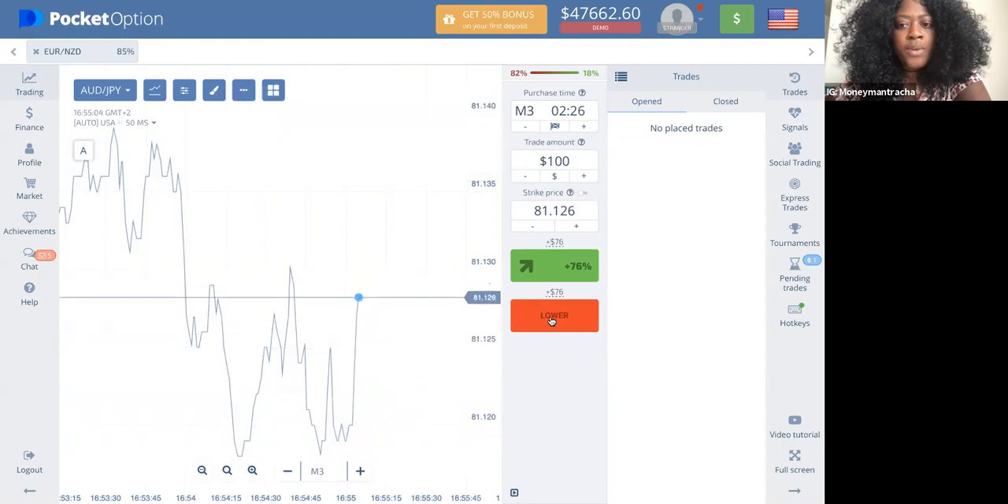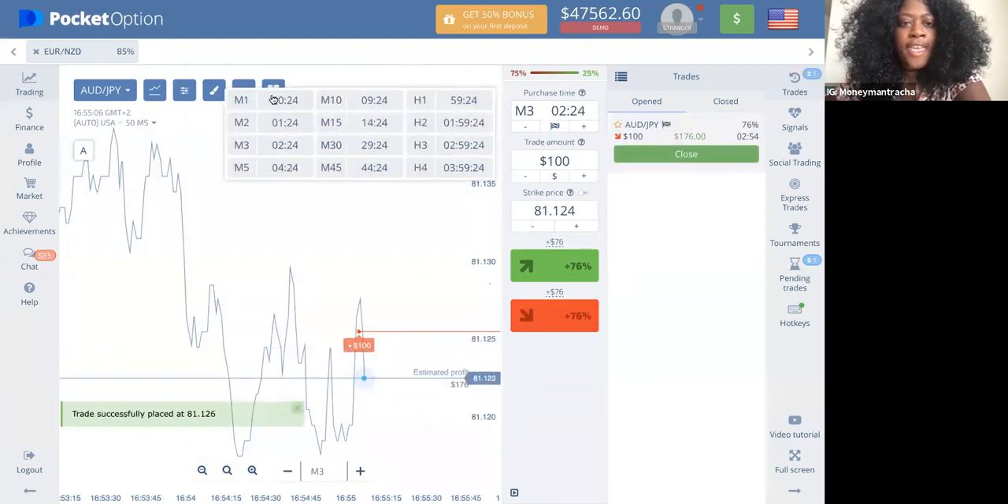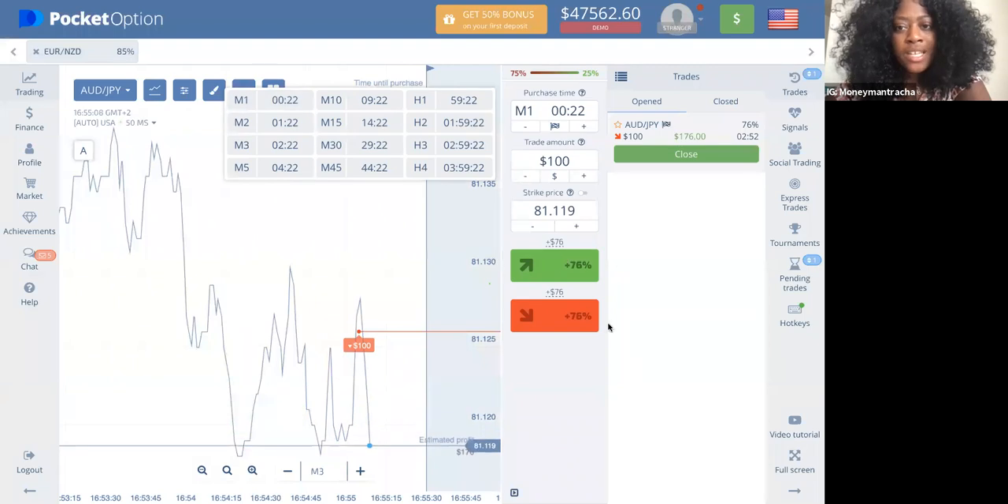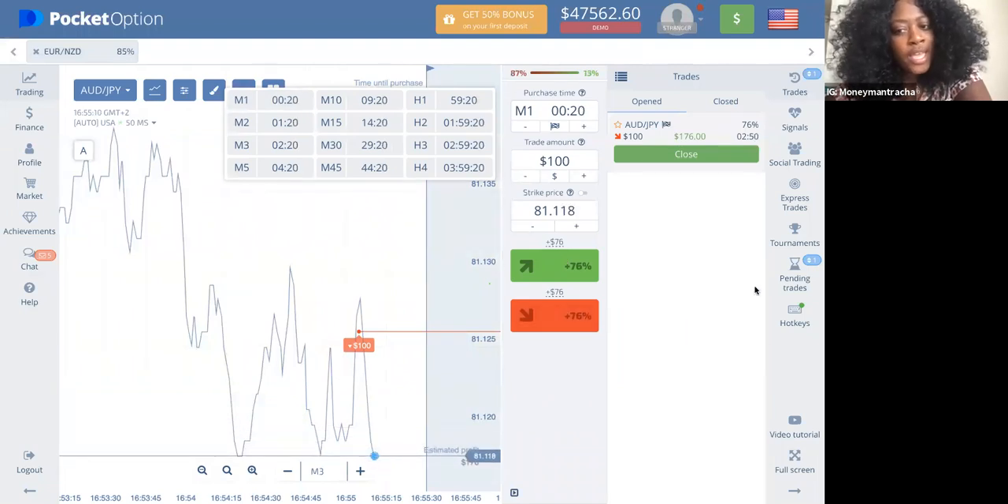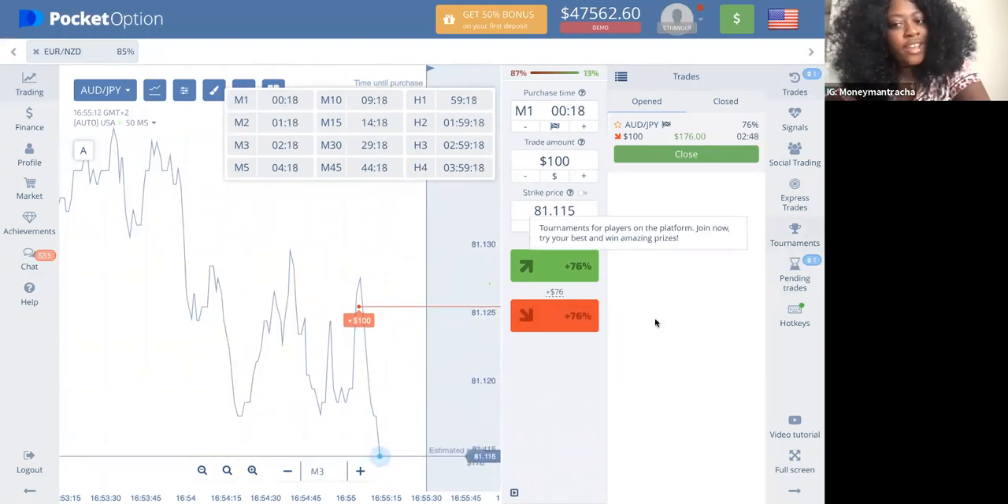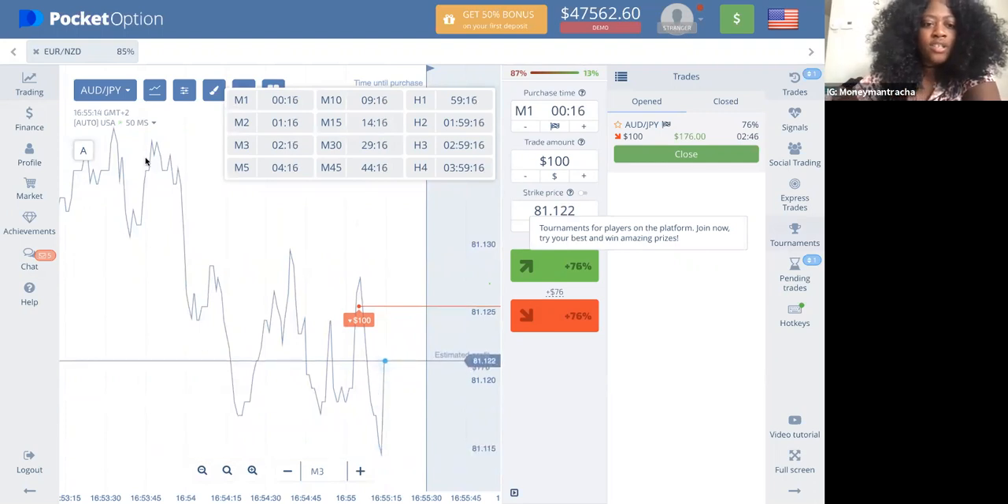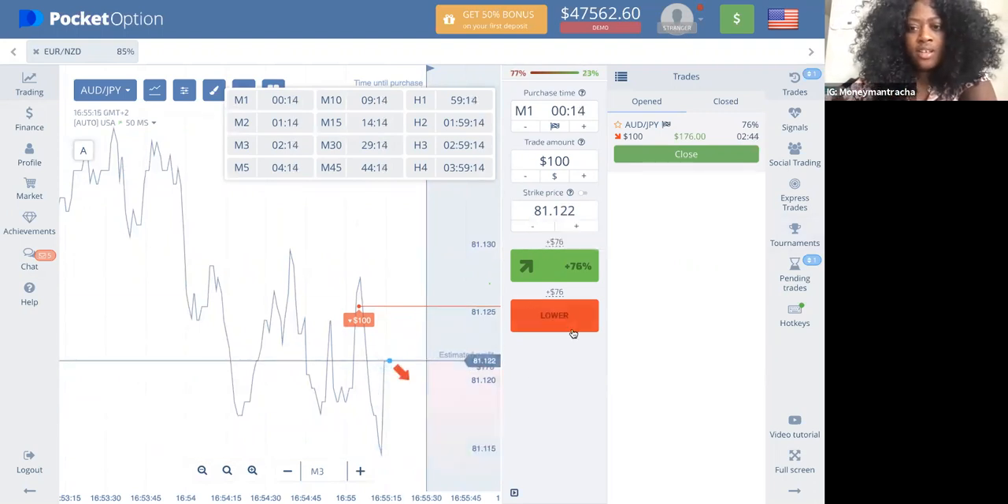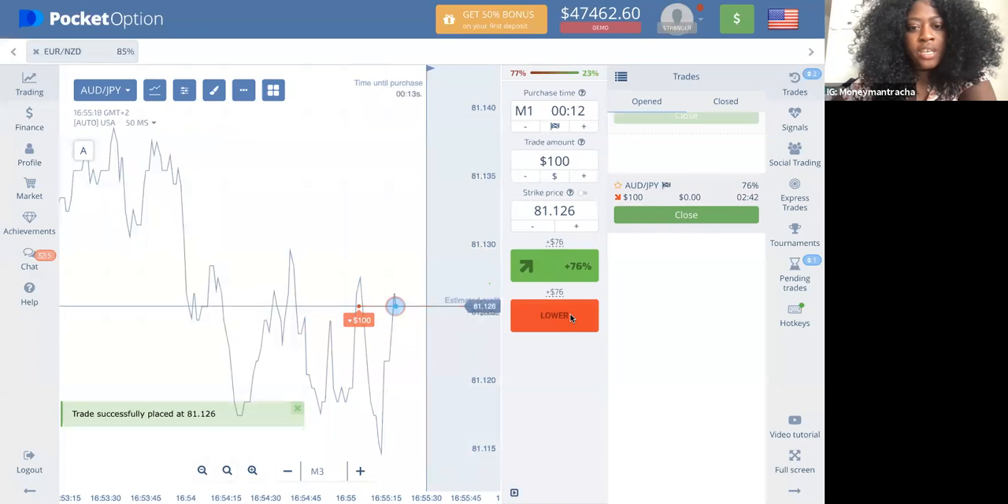Yes, keep going. There we go. I got the 3 minute, and I'm gonna take a 1 minute trade as well. Did y'all get into that trade? Did y'all get into the trade? I got in for a 3 minute trade. I'm gonna take it again for a one.